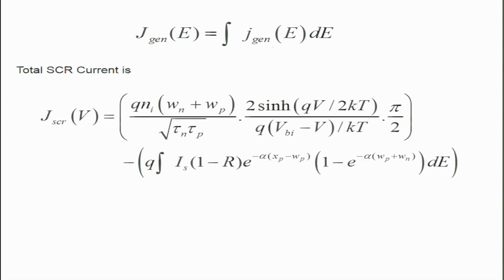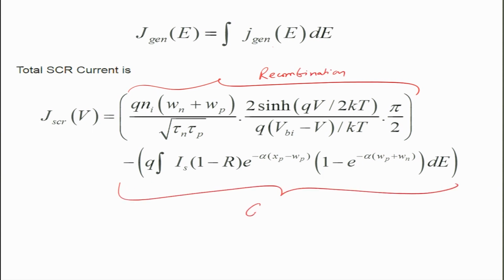Then the total current that you get is essentially this recombination current, and this is the generation current. You can see that it has a certain bias dependence here, and again these two terms are decoupled. You have a term which is bias dependent, and a term which is illumination dependent, but these are finite terms, they are not zero unlike in the dark.